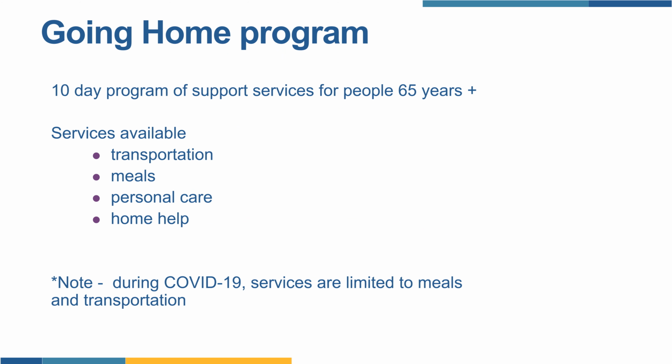The Going Home program is a service available to patients 65 years of age and over. It is a 10-day program of services to help you successfully return home after surgery. Services include transportation home from the hospital and 2 medical appointments, meals delivered to your home, personal care like assistance bathing, and home help with things like laundry. During COVID-19, services are limited to meals and transportation.